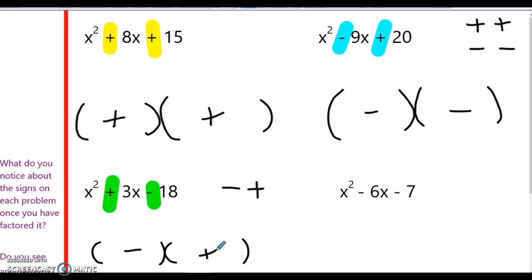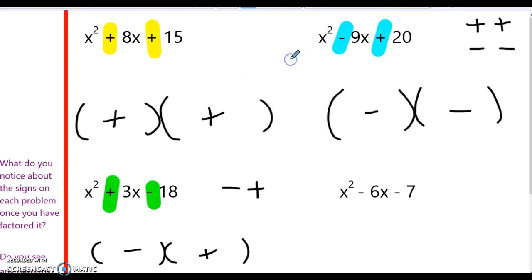These are the ones that I don't like to write down right away because I like to figure it out first, but it's just good to know that one will be positive, one will be negative. And then because they add to give me positive 3, which number goes behind the positive sign? Yeah, the bigger one, because the positives have to win.